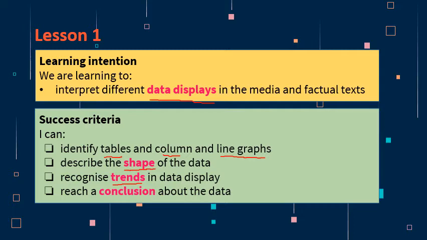And lastly, the most important part of today's lesson is about reaching a conclusion about the data. What kind of summary statement or overall statement does the data tell us? Whether we're looking at population data, sports results, or environmental data, what story does it tell us about what's going on? Okay, let's get into it.